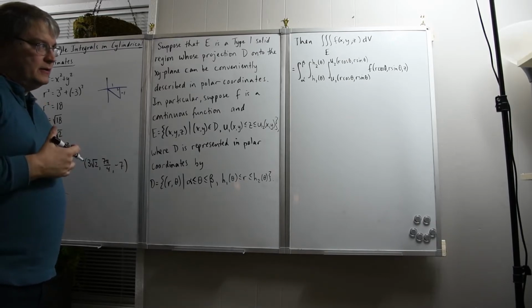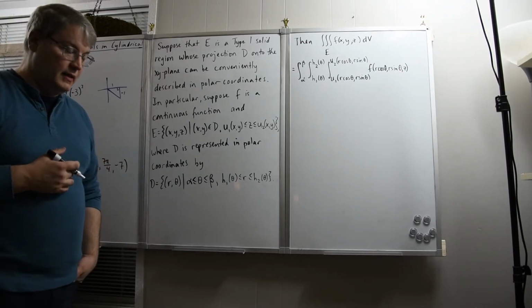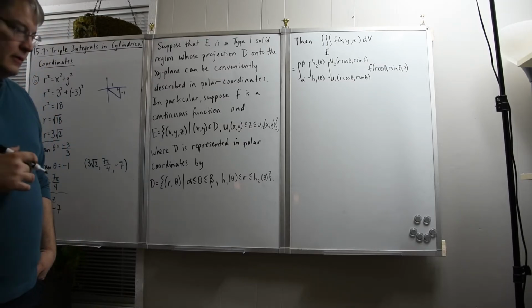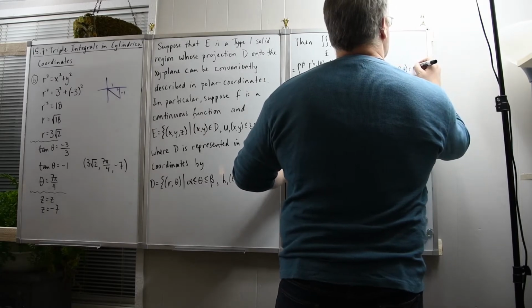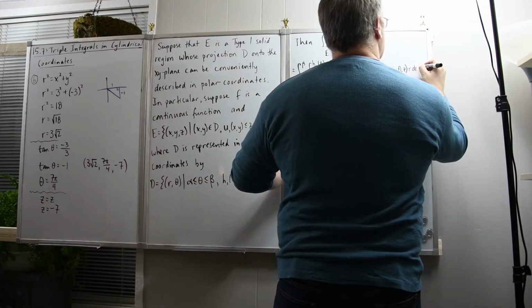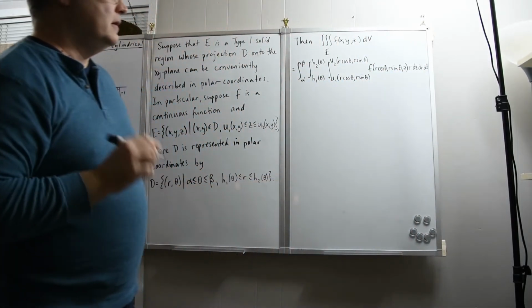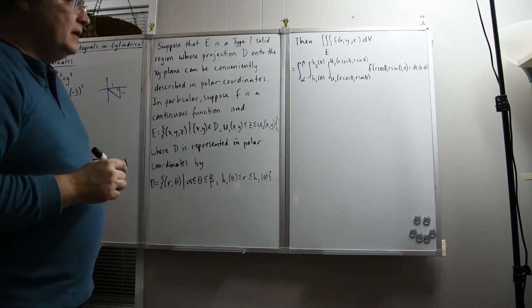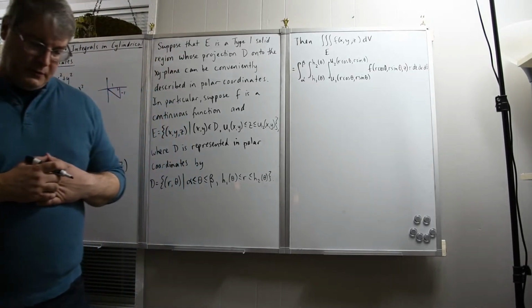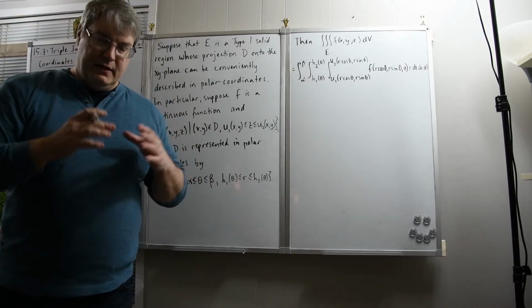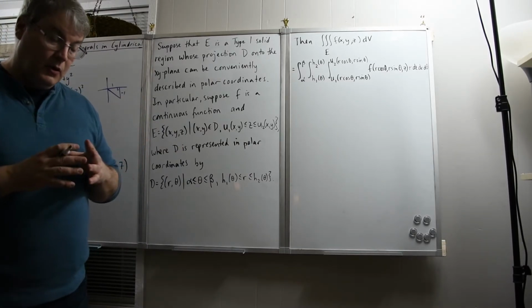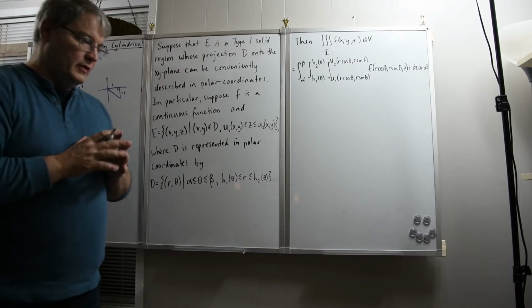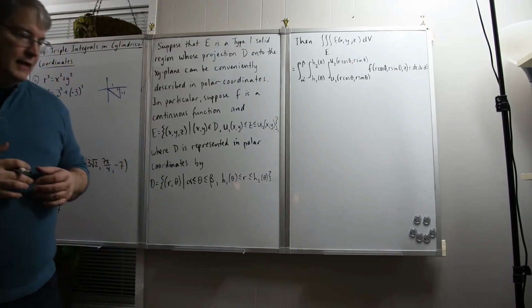Now, the last part is to figure out what dV is going to be. I'll go ahead and tell you that dV will be r dz dr d theta. Now, if you're wondering where that extra r comes from, it's the same kind of idea that we saw when we looked at double integrals when we converted from rectangular to polar coordinates. Remember that the dA was r dr d theta.